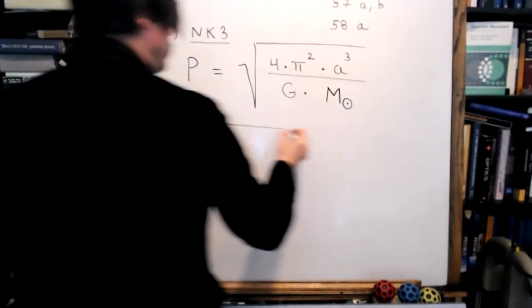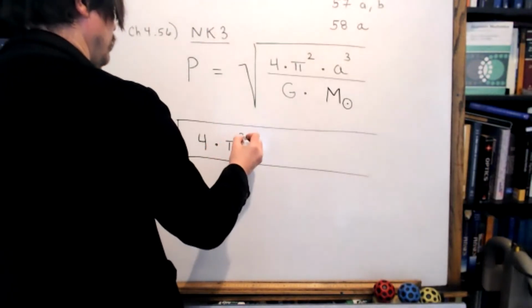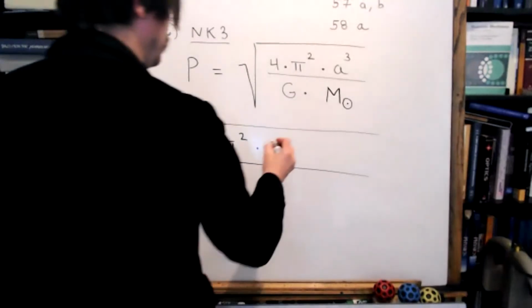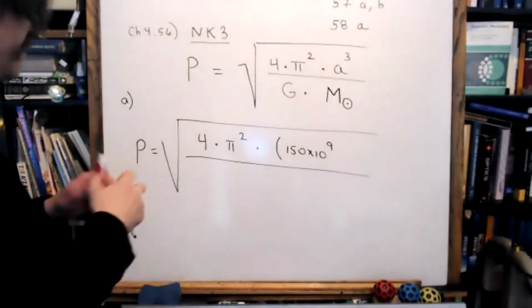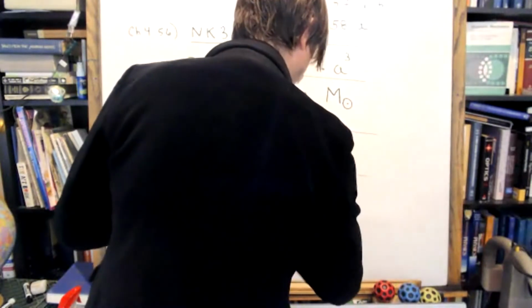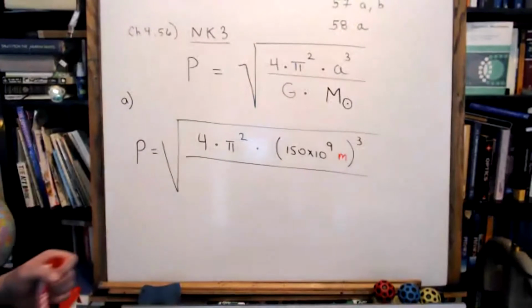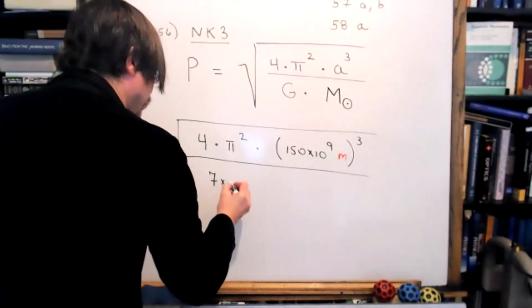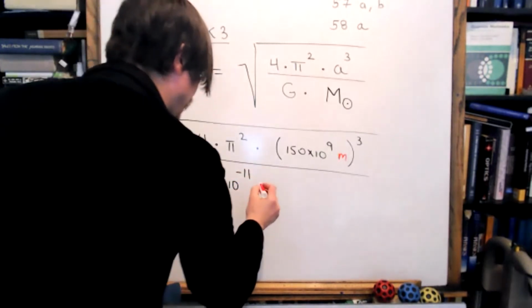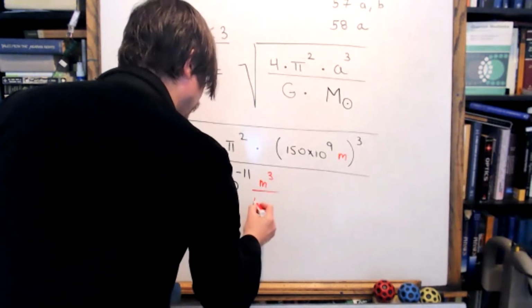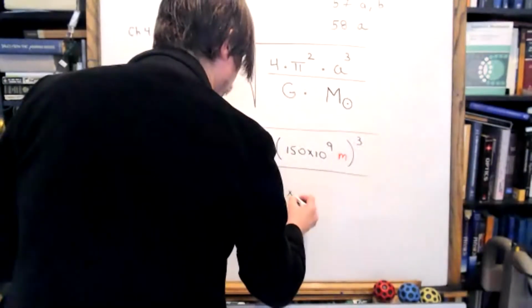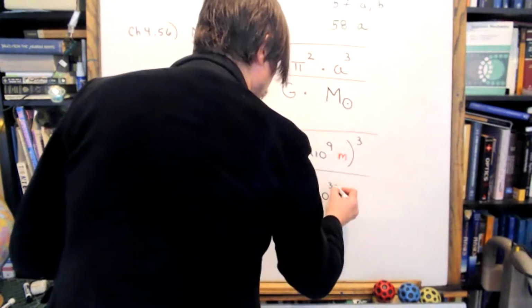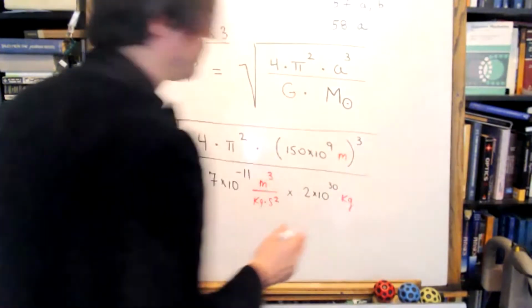So P is equal to the nice big neat square root of 4 times pi squared times open parentheses 150 billion meters cubed divided by big G, 7 times 10 to the minus 11 meters cubed per kilogram per second squared, times just the mass of the sun, 2 times 10 to the 30 kilograms.